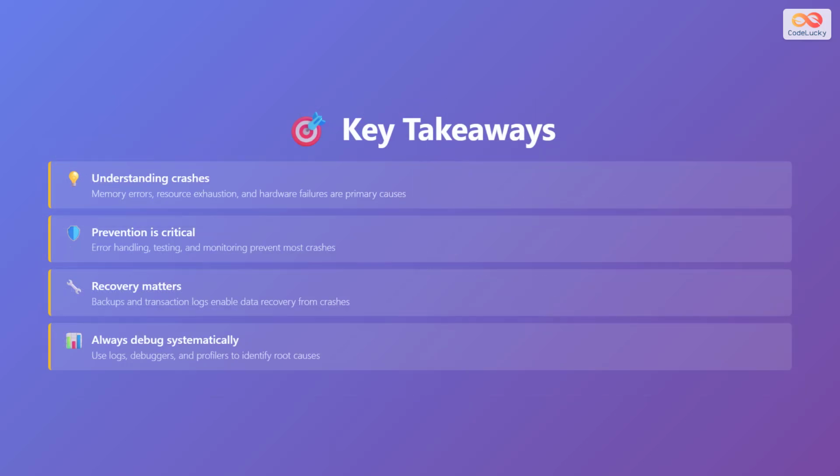Here are the most important things to remember about crashes. Understanding crashes means knowing that memory errors, running out of resources, and hardware problems are the main causes. Prevention is the best solution because error handling, testing, and monitoring prevent most crashes from happening. Recovery is critical because you need to be able to restore data and services if a crash does happen. Always debug systematically by using logs, debuggers, and other tools to find the root cause of crashes and fix them properly.